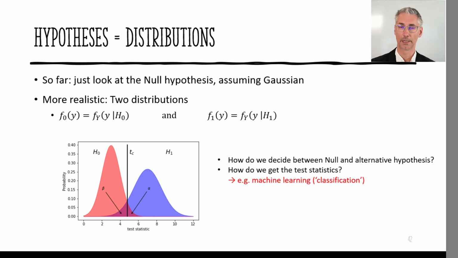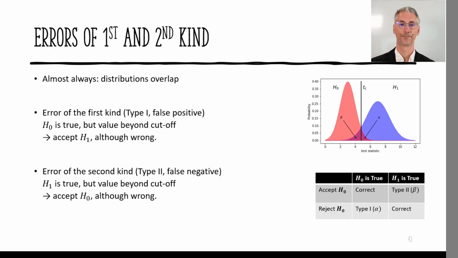Essentially, this is also what lies behind the classification as we do in machine learning. You predict a probability outcome for the one class and for the other class, and then you need to make a choice which class to assign. So you have two kinds of errors, the errors of first and second kind, because these distributions overlap.